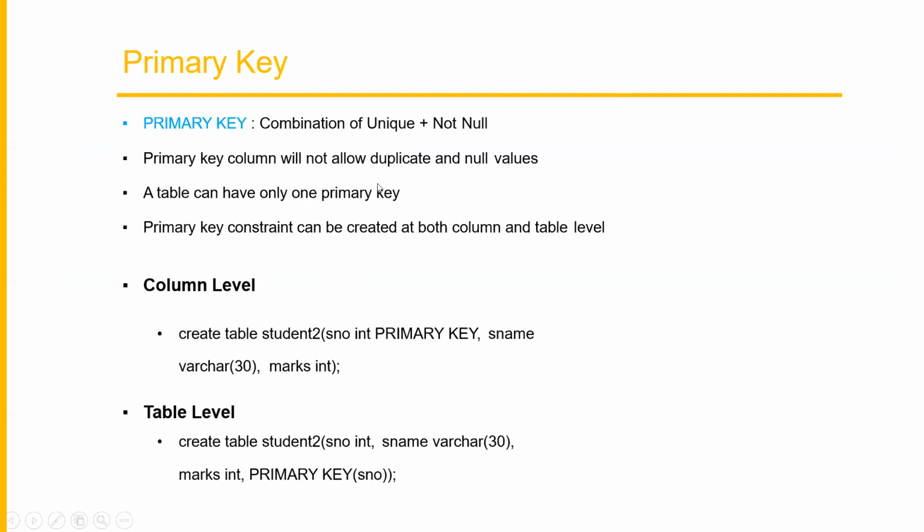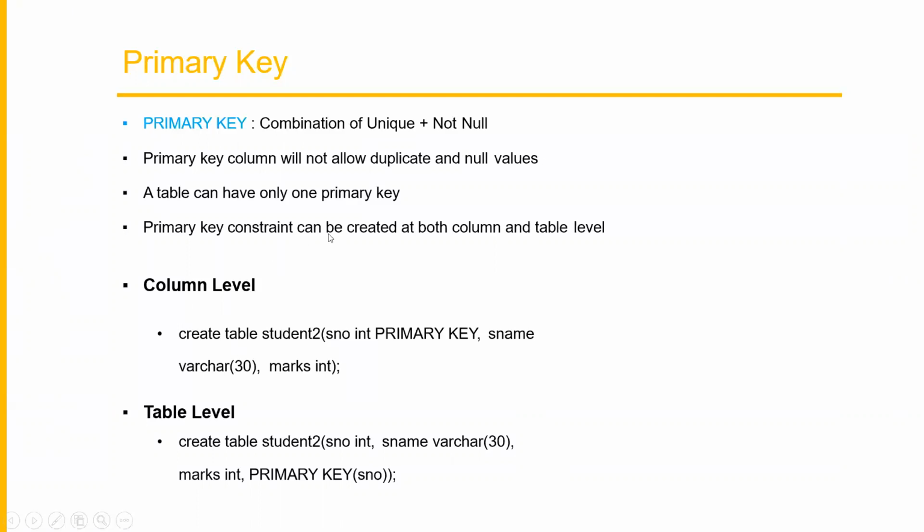And so you can see it here. Primary key column will not allow duplicates and null values as well. And another thing is a table can have only one primary key. We can only have one primary key for a table. So unique can be applied to multiple columns within the same table. And not null also, we learned that it can be applied to multiple columns within the same table. But primary key can't be applied on more than one column in a table. And primary key is used to uniquely identify a row in a table.